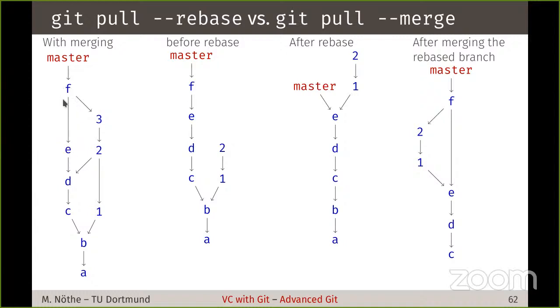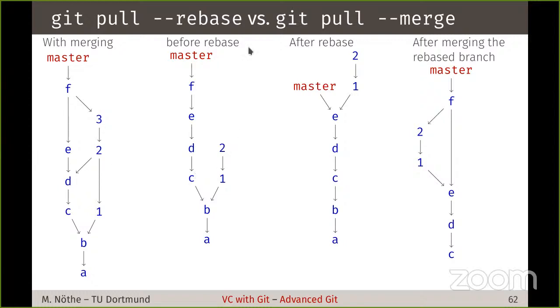And then we finally merged our two branches together into this F commit. So what the rebase does instead of the merge is it can help us to get a nicer history. So this has merges in both directions here, and this is something you usually maybe want to avoid.